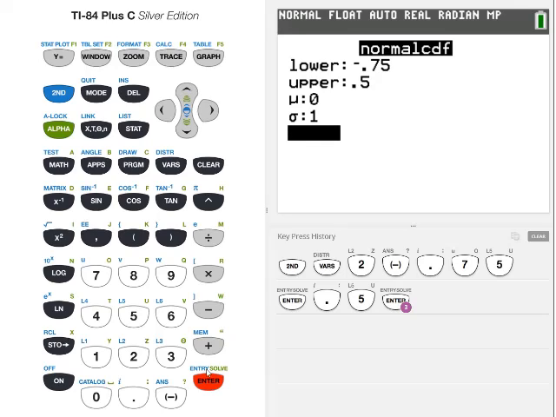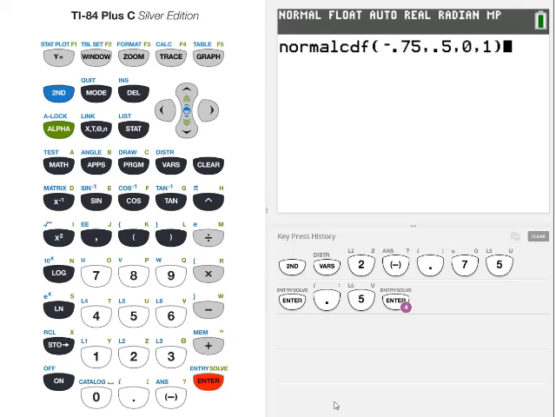If we weren't given the z-scores, and we had actual values, we could type in the actual values for the lower and upper, and then enter our mean and our standard deviation next to mu and sigma. When I push enter, it pastes in the formula that the calculator uses to compute that area, and I push enter, and it tells me the area is 0.464. That's about 46%.